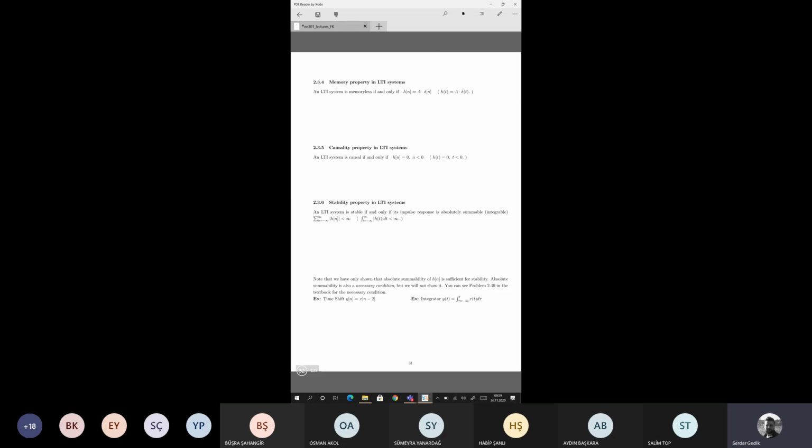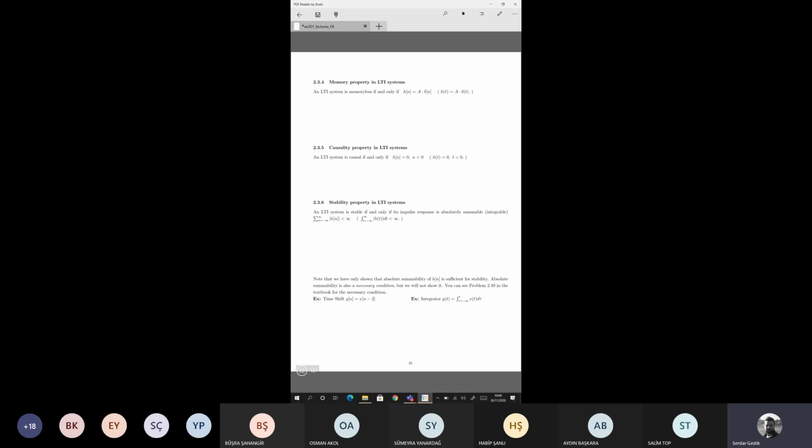Well, the next idea that we will discuss is the memory property in LTI systems. An LTI system is memoryless if and only if you have h[n] in the form of a times impulse of n. Remember what a memoryless system was? In a memoryless system, the output at the current time instant depends only on the input at the current time instant. So you cannot use previous or future input values to find the output.